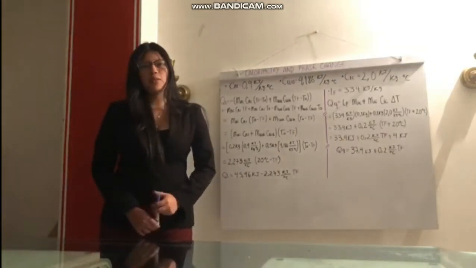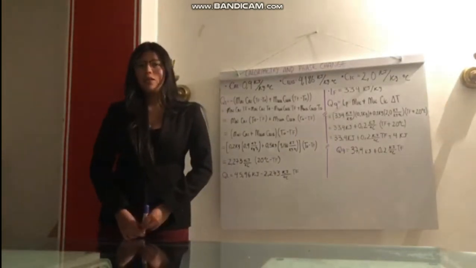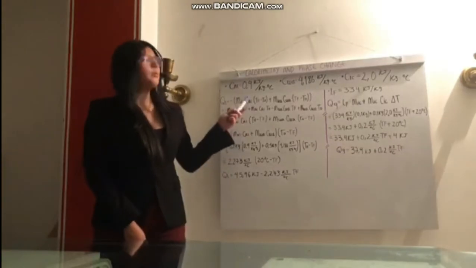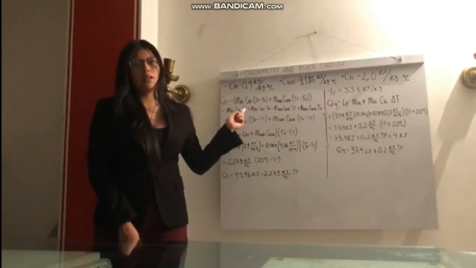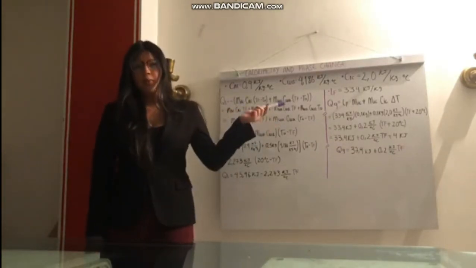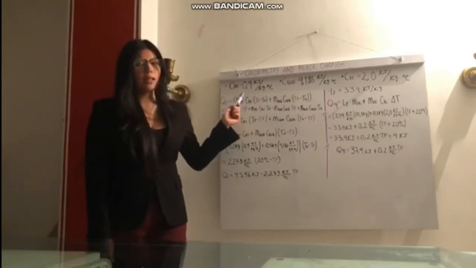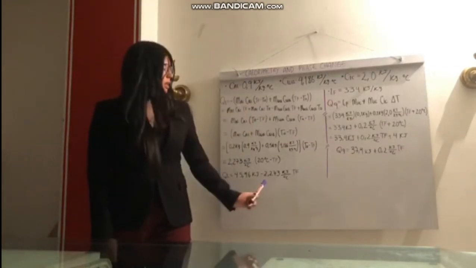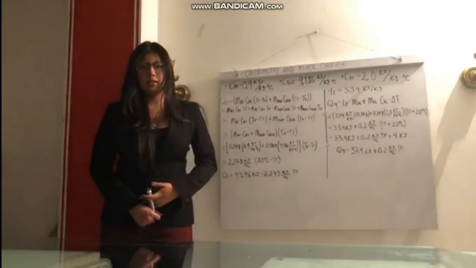First, we have to determine the quantity of heat lost, in this case of the aluminum from the recipient and of the water. This is why we put the negative sign, and that's how we obtain the value in terms of final temperature.